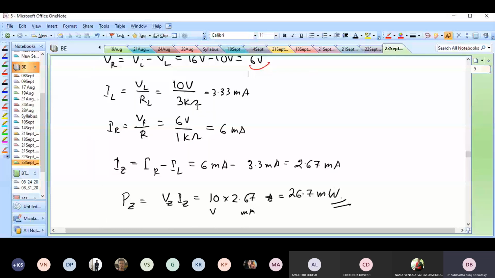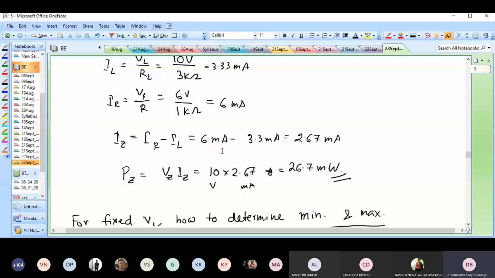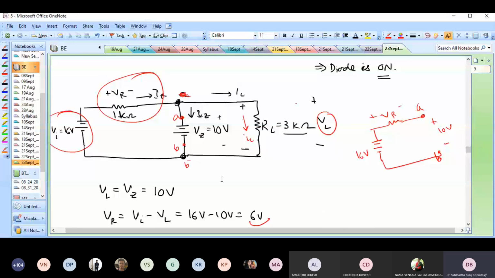The Zener current was 2.67 milliamperes. So basically the power is 10, the voltage across the Zener diode, times the current flowing through the Zener diode. So 10 times 2.67 is 26.7 milliwatts. So this is how you solve these circuits.